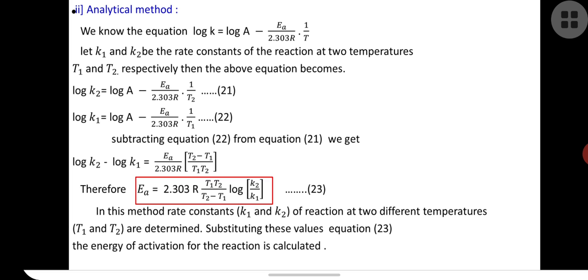So these are the two very important methods by which we can calculate the energy of activation, that is the graphical method, and the second one, the analytical method.